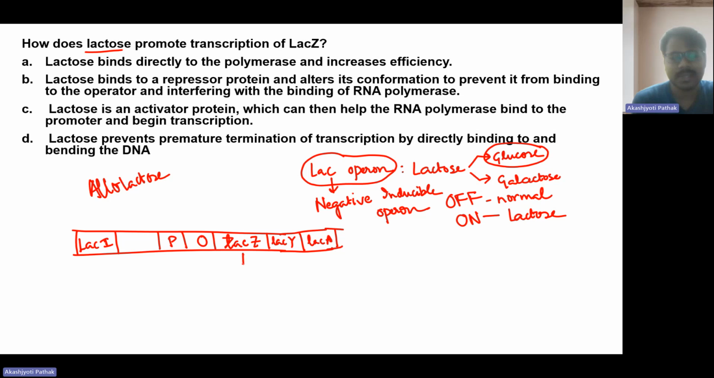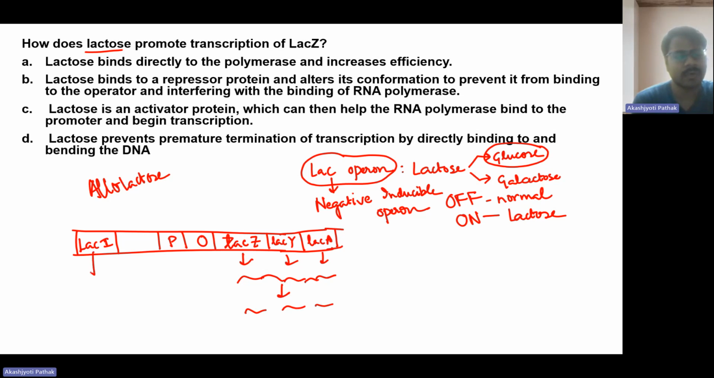So these lacZ codes for different enzymes: beta-galactosidase, then lacY codes for permease, lacA codes for transacetylase. So there's a single mRNA that is produced, and from this mRNA, three different polypeptides are produced.